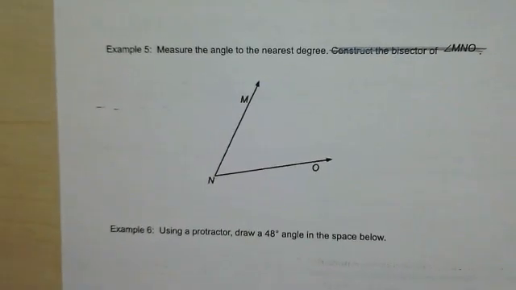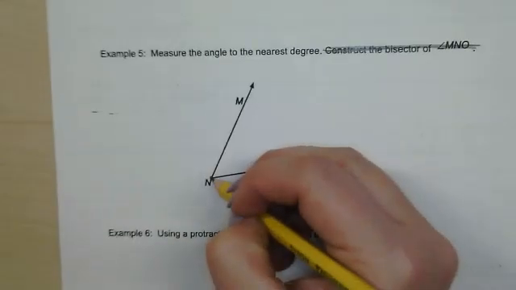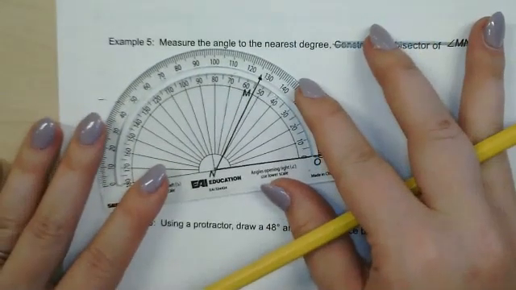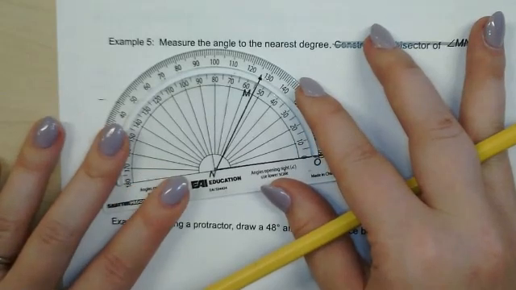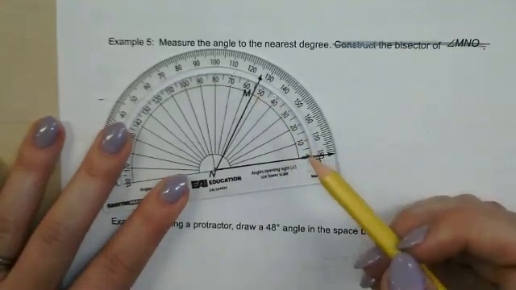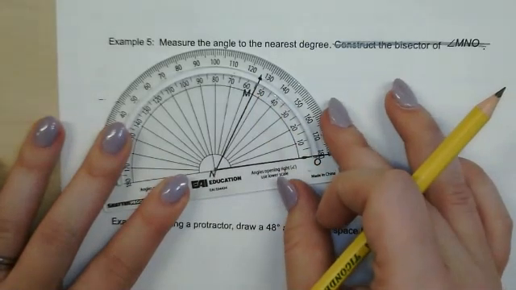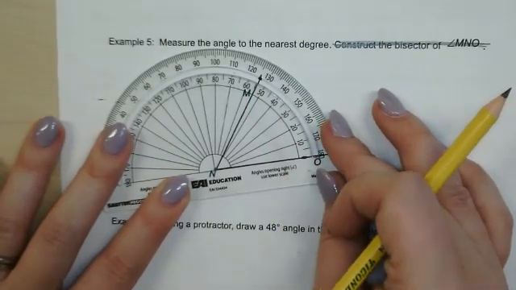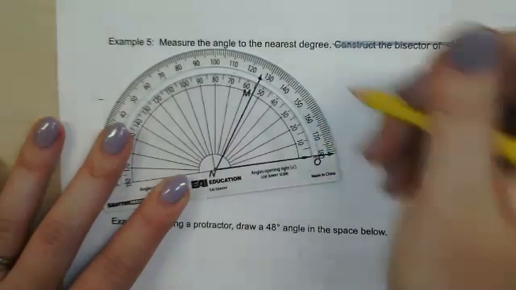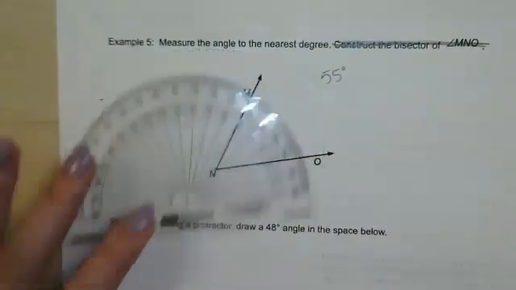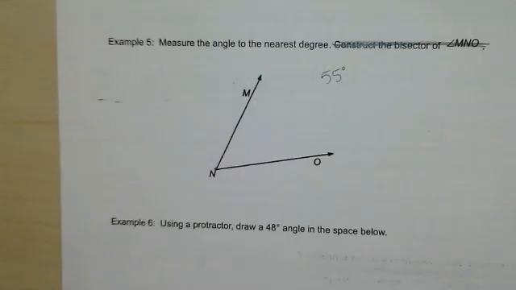Okay, so I'm just going to take my protractor. Remember, we put it on that vertex, and then we put the line at 0 degrees here. I'd say that that one is pretty close to 55 degrees. Almost right on the line. So I'd say that this one's about 55 degrees. Okay.